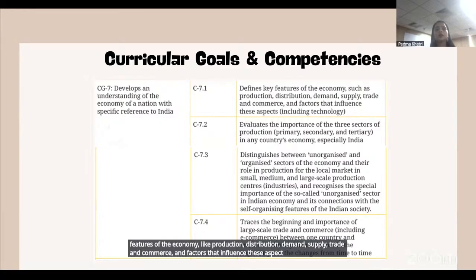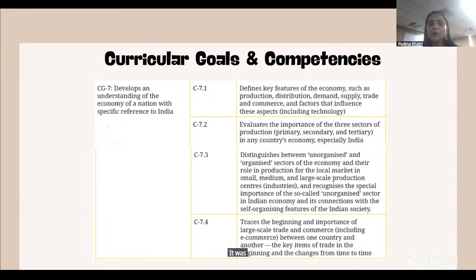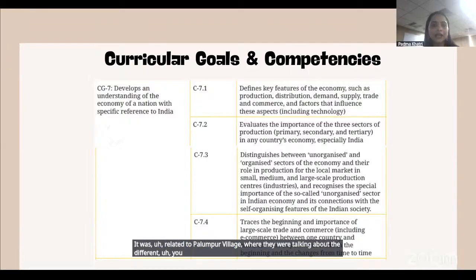Now, if we talk about economics, we all know earlier it was related to the Palampur village, where they were talking about the different economic activities and non-economic activities, right? Now, this has been shifted to the middle stage, right? In Grade 6, they are already exposed to this economic part where they are learning about the different economic activities.